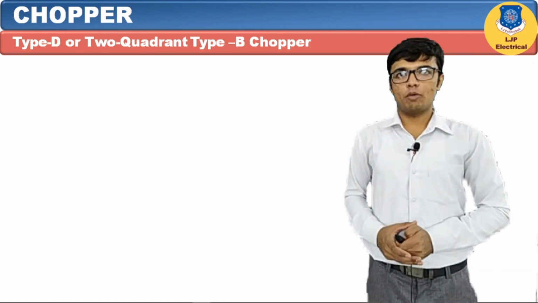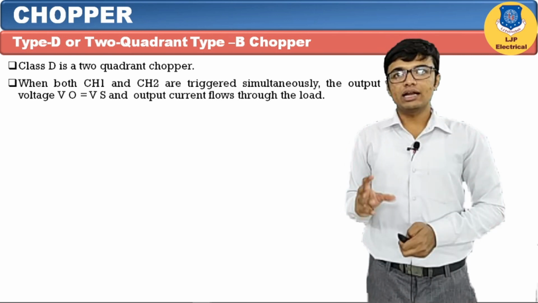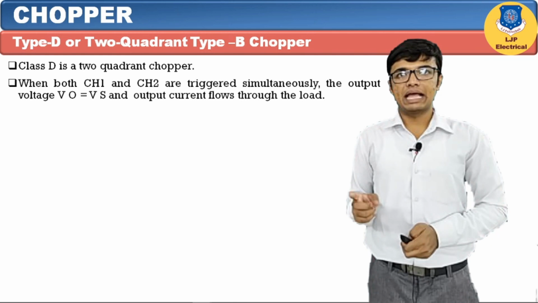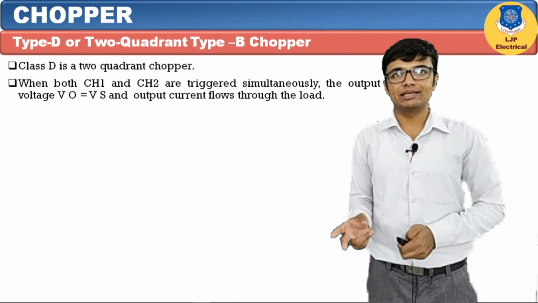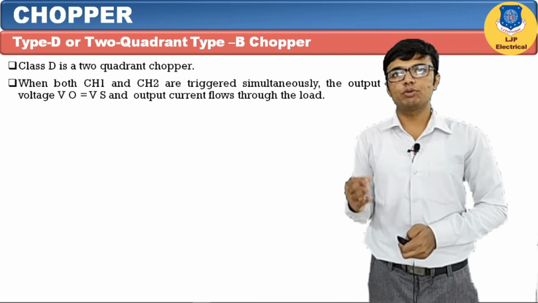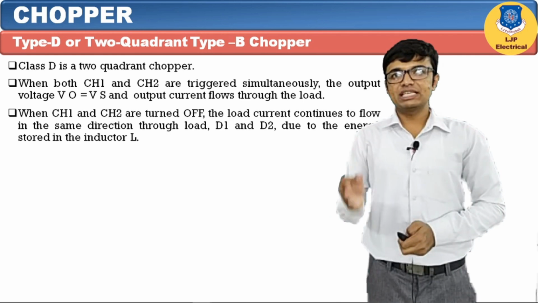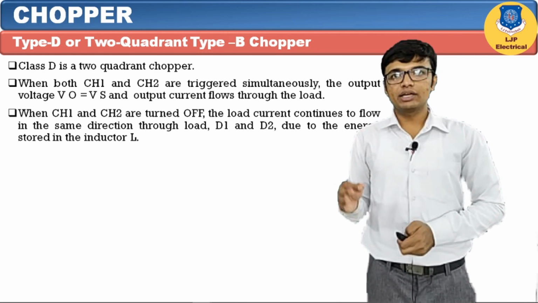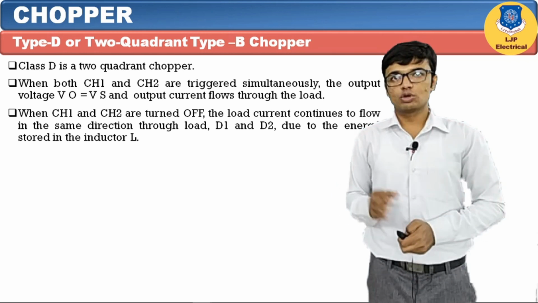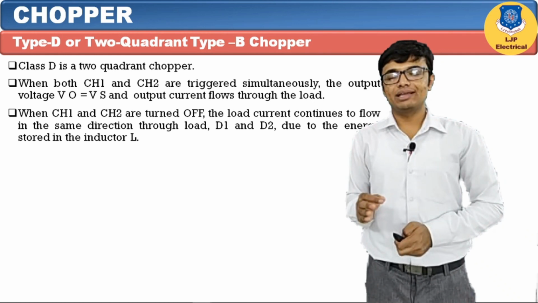Let's see the type D chopper. It operates in first quadrant and fourth quadrant. It also has two switches, switch 1 and switch 2. If both switch 1 and 2 operate simultaneously, the output voltage is equal to the input voltage and the output current will flow from the supply to the load. If the switch 1 and switch 2 turn off, the load current will continuously flow in the same direction through the load, through the diode D1 and diode D2, and the energy stored in the inductor.